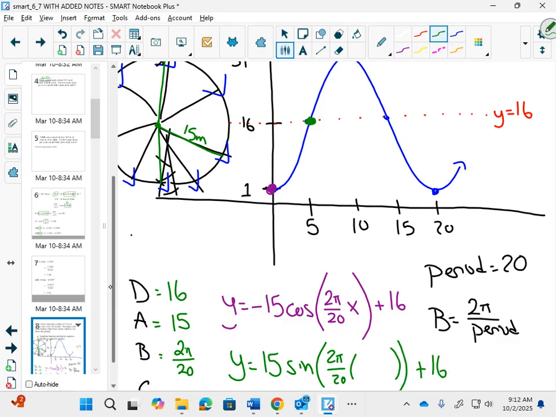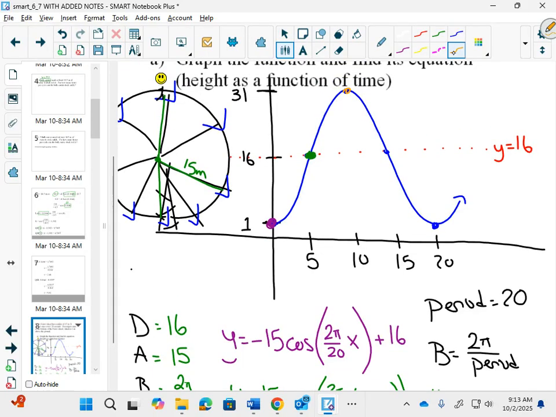The plus 16 is there. But now I have shifted, that green point is shifted 5 units to the right. X's are liars. So that would show up as a minus 5 inside. And notice that I write it in factored form.